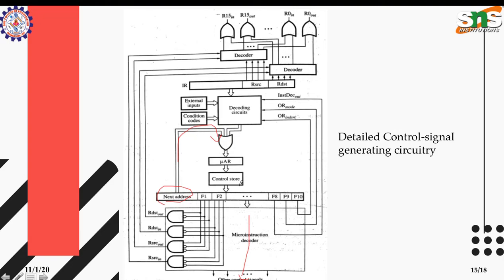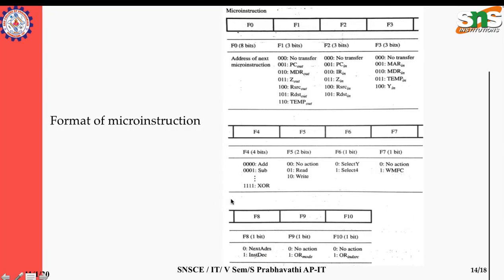Suppose some interrupts may happen. At that time, via F8, F9 and F10, the address might vary. So it will select the address given by the decoding circuit, instead of the next address field.